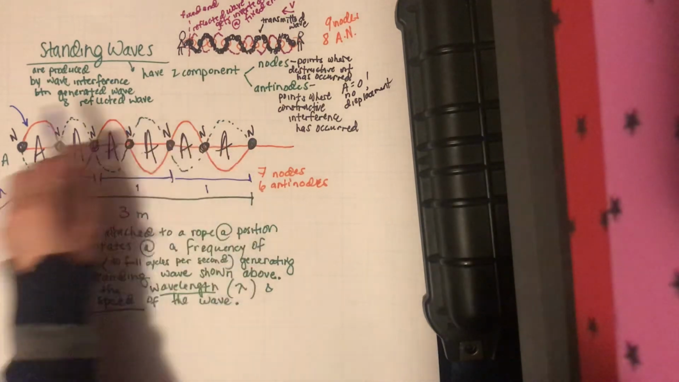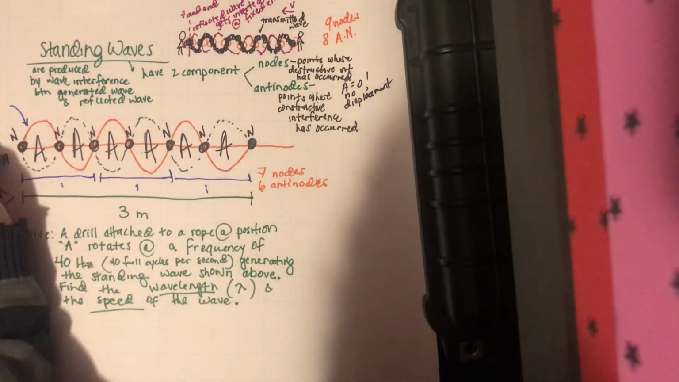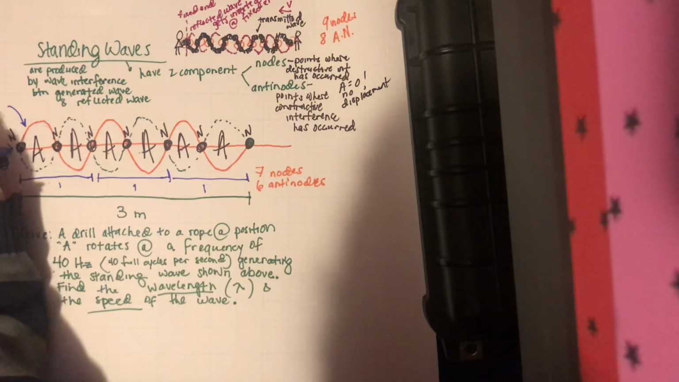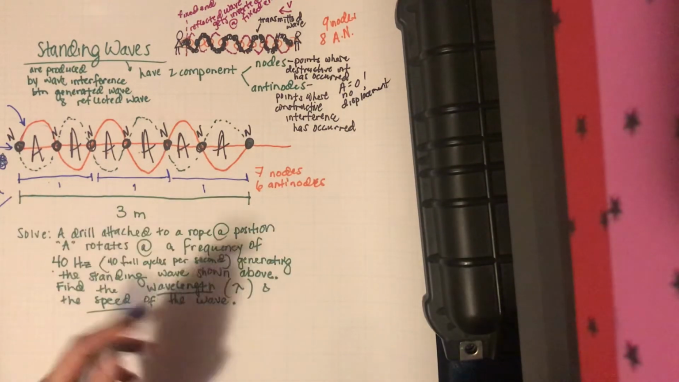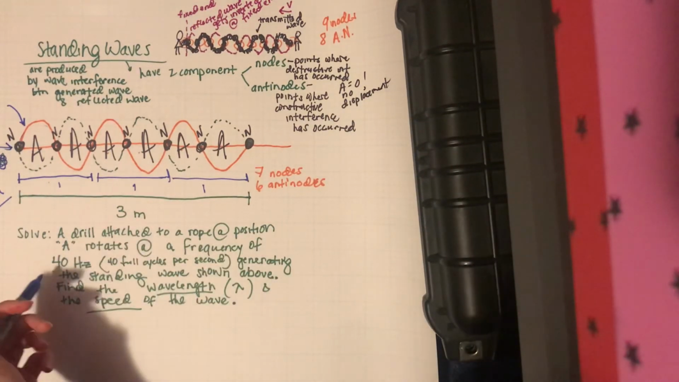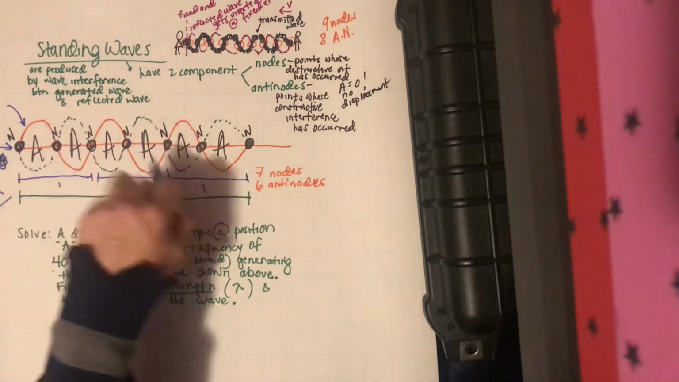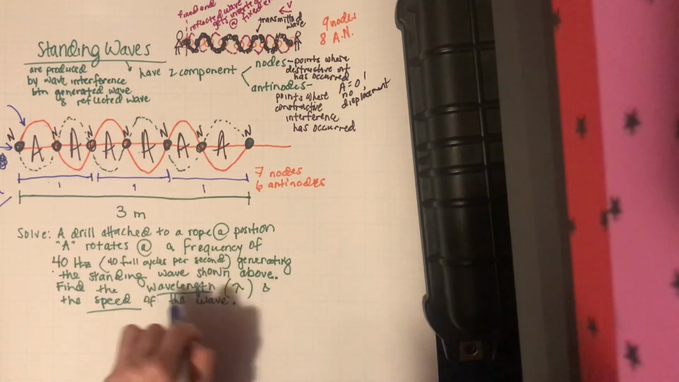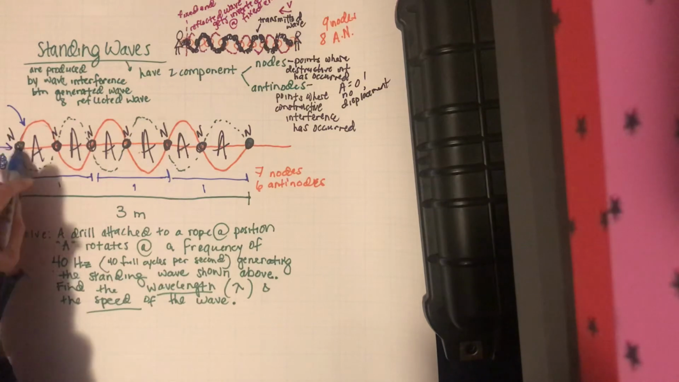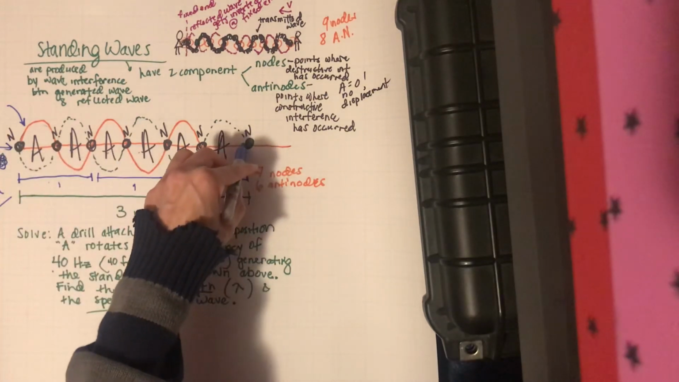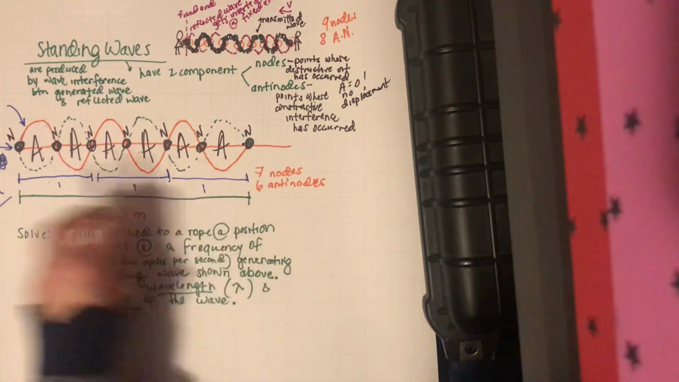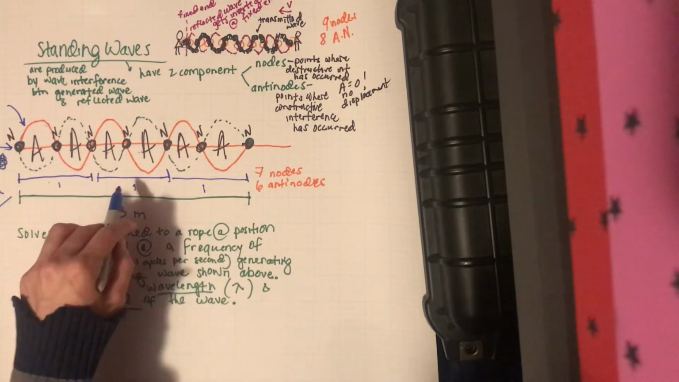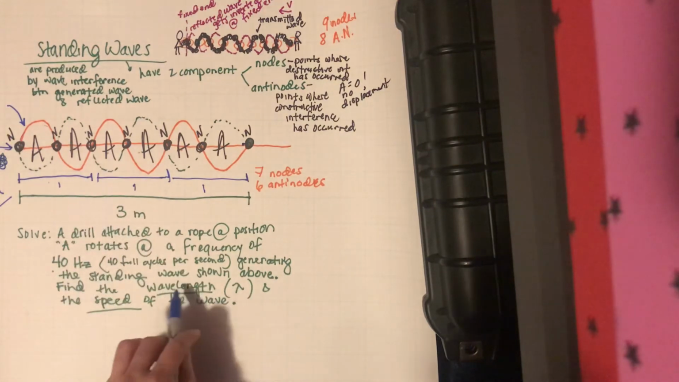A drill attached to a rope at position A. That's why I labeled A over here. Let's just say the drill is attached over here, position A. It generates a wave, and the drill is rotating at 40 hertz. So it's generating this standing wave we see above. I want to know the wavelength if the distance from here to where the drill is attached on this rope is 3 meters, but we have 3 lambda here. So each wavelength is going to be what?